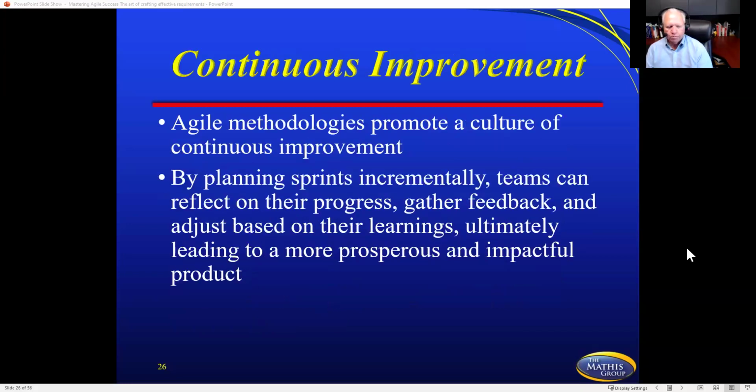Now, continuous improvement. Continuous improvement has become a huge topic for PMI. And so PMI has made huge changes in the area of continuous improvement for the PMP certification. Agile methodologies are constantly looking at that too. They have that lean mindset, doing the least amount possible, but also trying to continually improve.